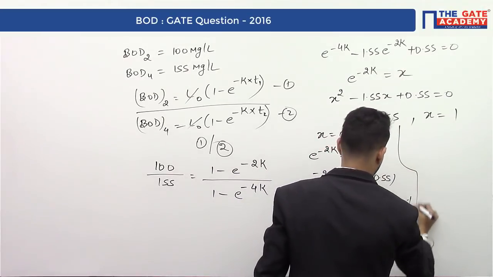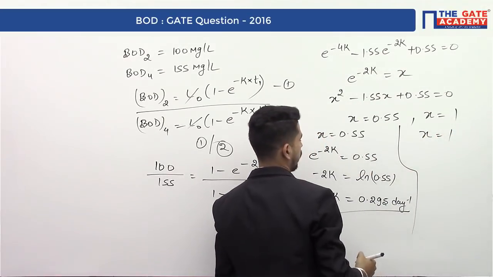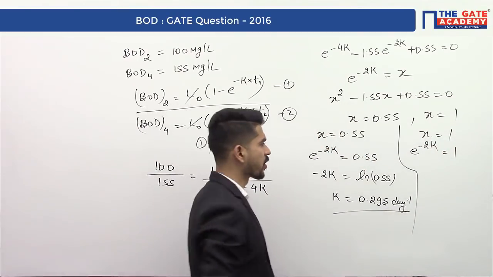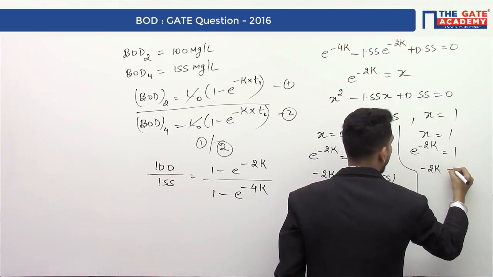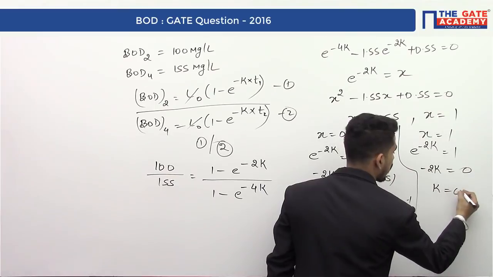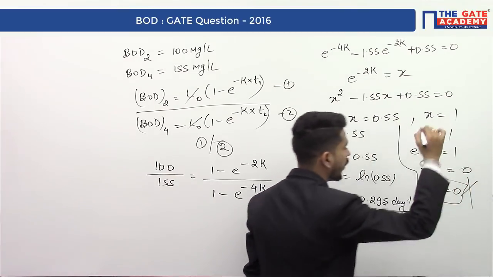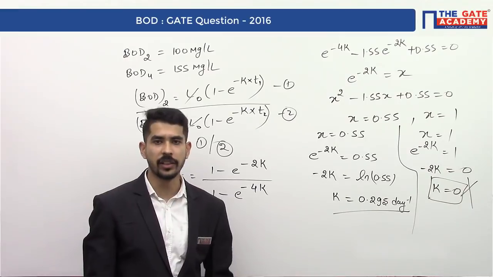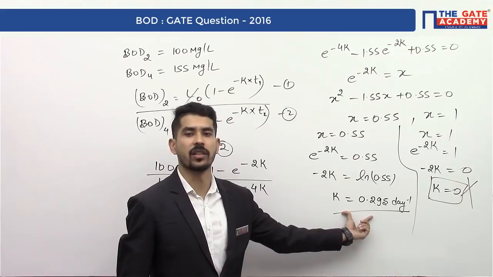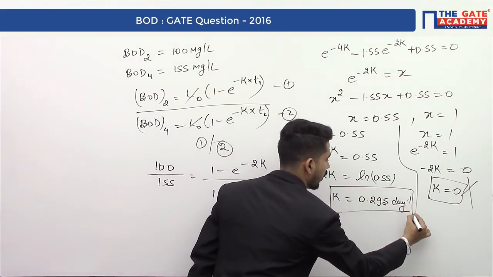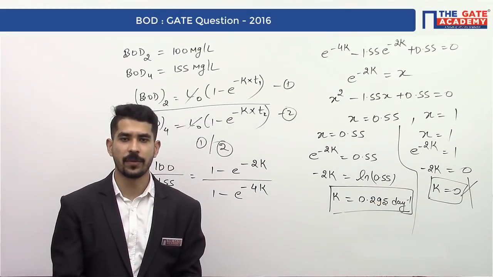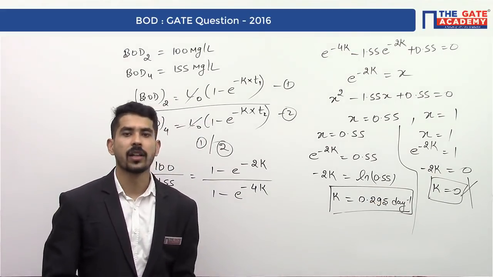And if you take the next case, x equal to 1, so e to the power minus 2k equal to 1. If you take ln on both sides, it will be minus 2k equal to 0, because ln 1 is 0, and from here k is equal to 0. This value of k can never be 0 because there is a reaction going on in the wastewater. So this k cannot be 0, so we will accept the other value as the answer. The final value of the rate constant is approximately equal to 0.29 day inverse, right? So this was the correct answer.